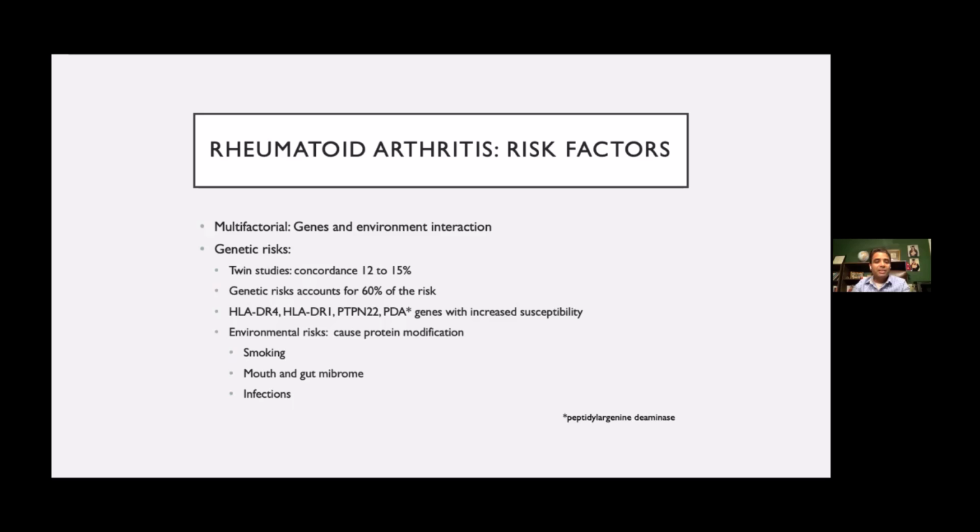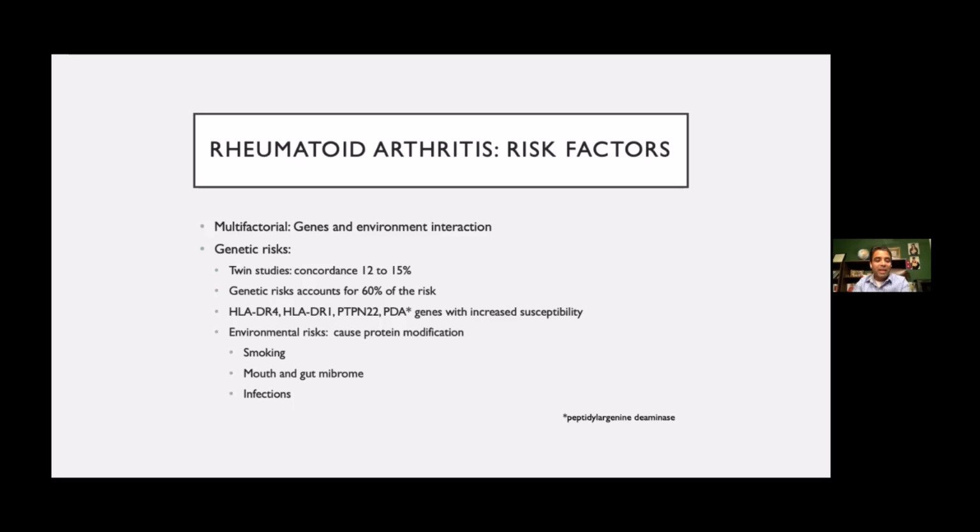Now, the way we understand the role of genes in rheumatoid arthritis is based on twin studies, because they share almost 50% of the genes. When we look at twin studies, we look at the concordance rate, meaning if a twin has rheumatoid arthritis, what is the risk of the other twin having rheumatoid arthritis? The risk is around 12 to 15%. So it's not very high. That suggests that it's not just genes, but there are multiple other environmental factors that are also important in causing rheumatoid arthritis. So genes are one of the factors, but it's not just a genetic risk. There have to be multiple environmental risk factors that come into play to cause rheumatoid arthritis.